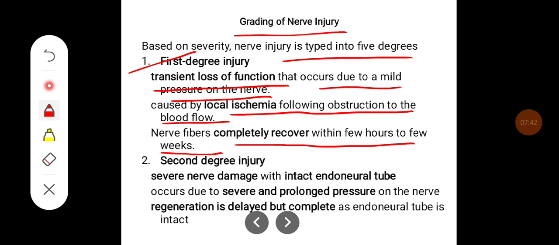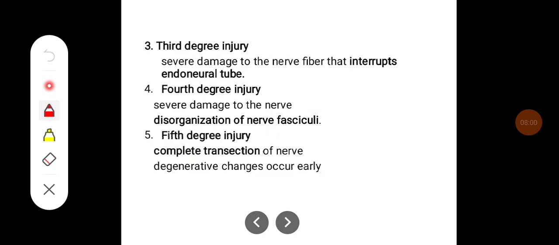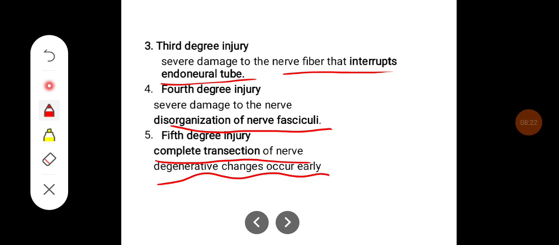Then second degree injury is severe nerve damage with an intact endoneurial tube. This type of injury occurs due to severe and prolonged pressure on the nerve, and regeneration is delayed but complete as the endoneurial tube is intact. The third degree injury occurs because of severe damage to the nerve fiber that interrupts the endoneurial tube, whereas the fourth degree injury occurs because of severe damage to the nerve, and there will be disorganization of the nerve fasciculi. And fifth degree injury is a complete transection of the nerve, and you can see degenerative changes that occur quite early.